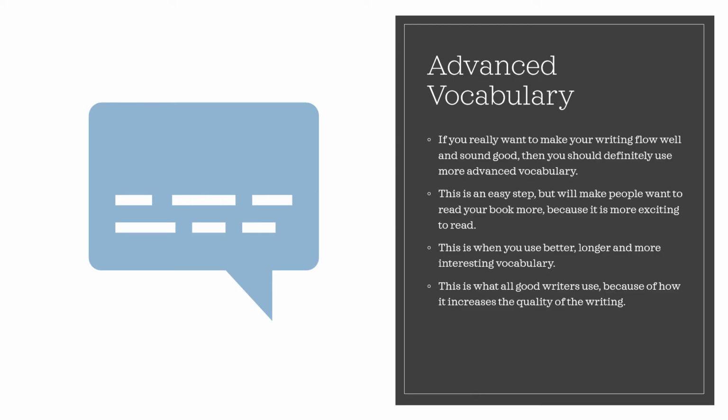Next we have advanced vocabulary. If you really want to make your writing flow well and sound good, you should definitely use more advanced vocabulary. For example, instead of saying strange, you say mysterious. Or instead of saying fun, you say exhilarating. It's a very easy step, but will make people want to read your book more because it's more exciting. It's when you use better, longer, and more interesting vocabulary. This is what all good writers use because of how it increases the quality of the writing.